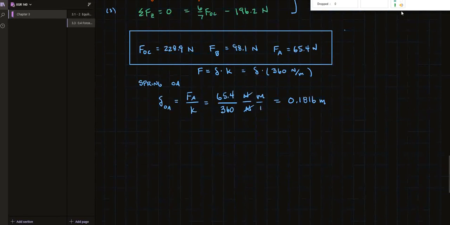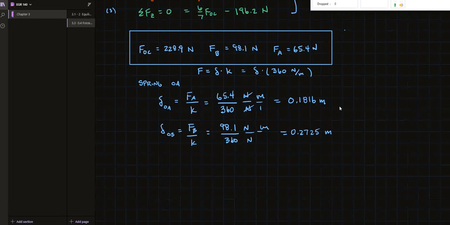Or 0.816 meters. Our delta in OB equals, of course, our force B over the same k, which equals 98.1 newtons over 360 newtons per meter, which equals 0.2725. So this is delta OA, delta OB.